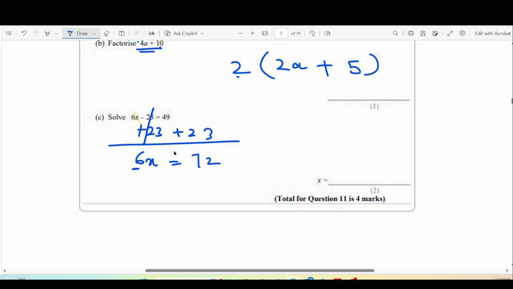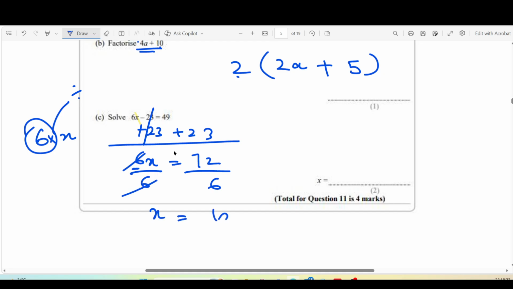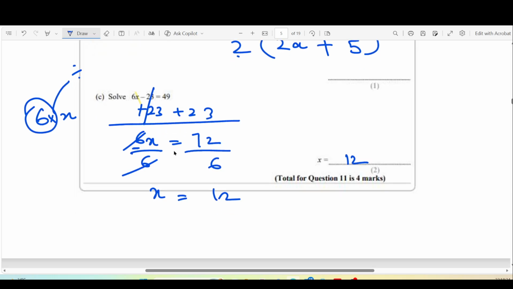Now we have to get rid of this 6 and x. What is the operation here? Multiplication. The opposite of this is division. So we divide both sides by 6, cancel, cancel. x is 72 divided by 6, which is 12. So the answer is 12.